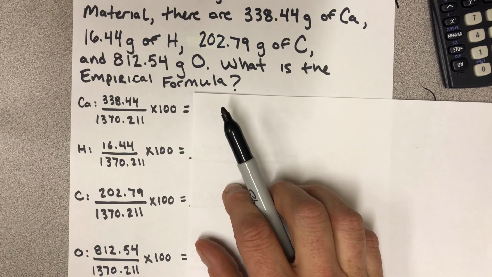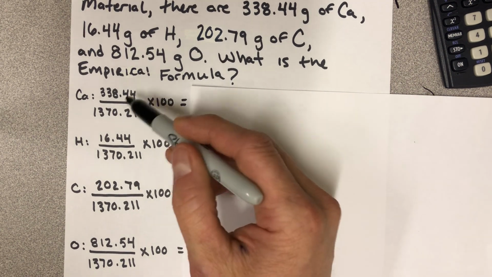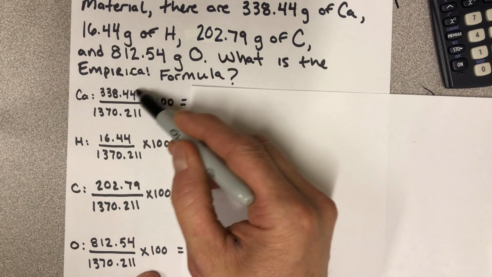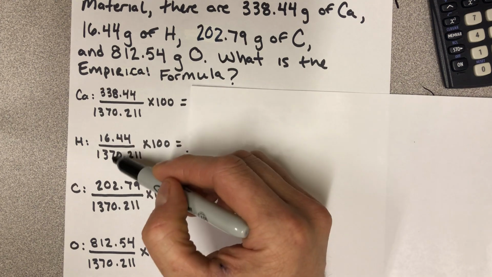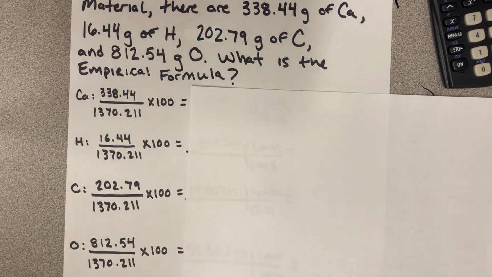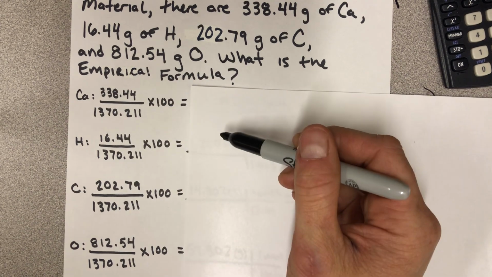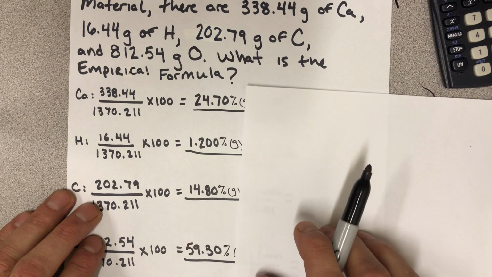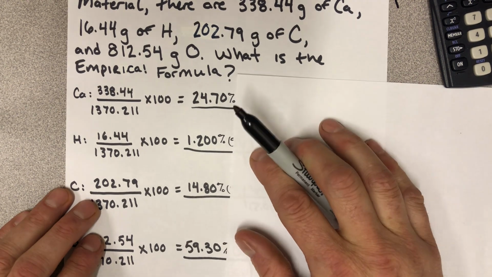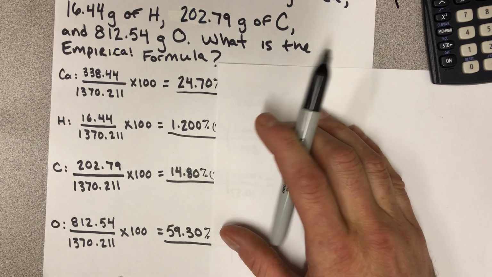So we've got our calcium, hydrogen, carbon, and oxygen, and we've got the number of grams of each element from the problem divided by the total sample size in each of these problems. And then we're going to multiply those decimals that would pop out of there by 100, and that's going to give us our percent composition, okay? And those numbers are right here. So these are the resulting percentages of those elements.